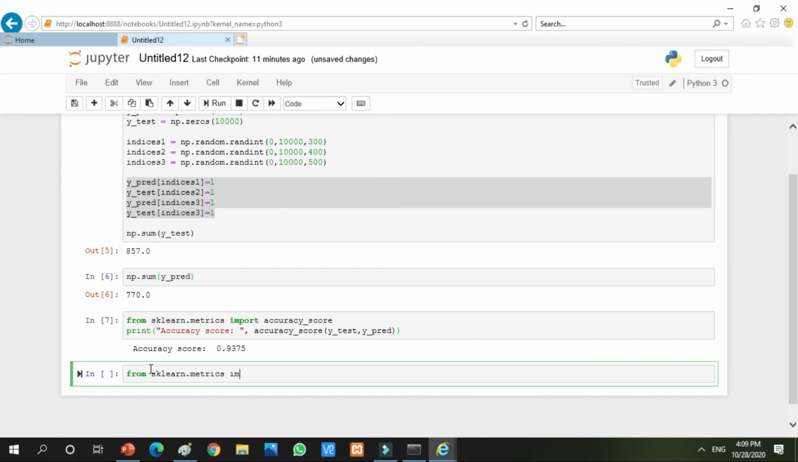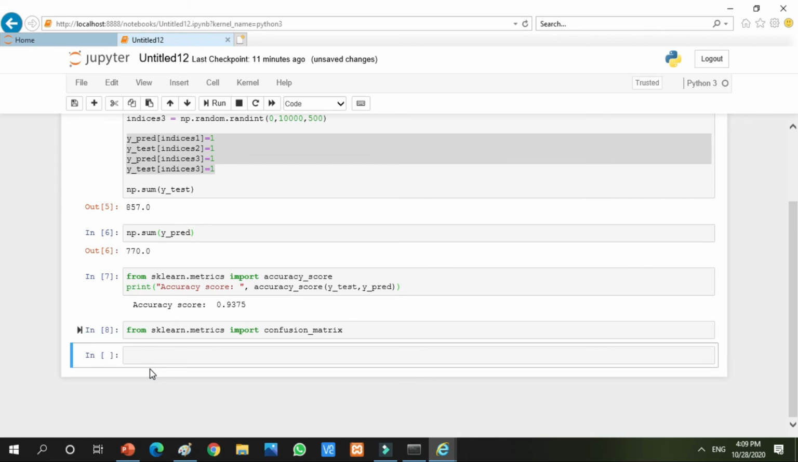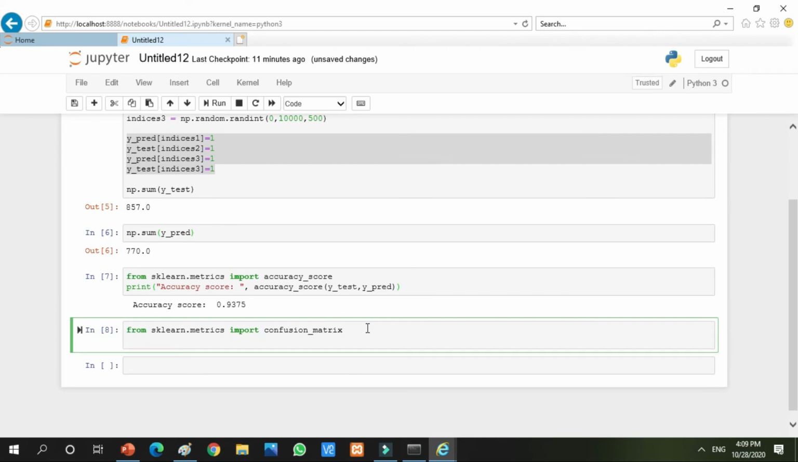I also want to know about the confusion matrix from this library, so I am using this again from sklearn.metrics, and I am importing confusion matrix. So you don't have to put in the long formulas you have seen in the video. You can do everything directly, so it will be a lot easier for you to perform these tasks. I have imported the library for the confusion matrix.